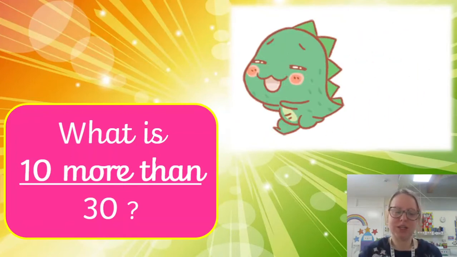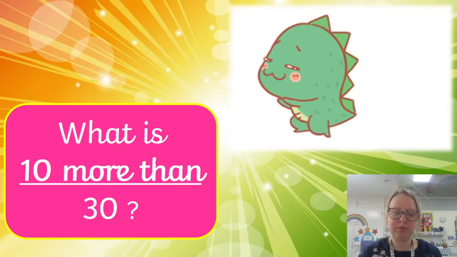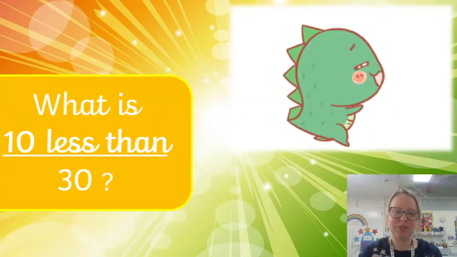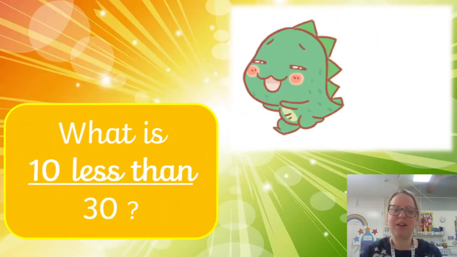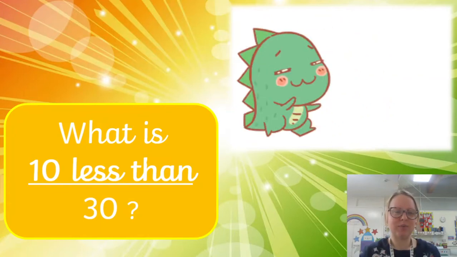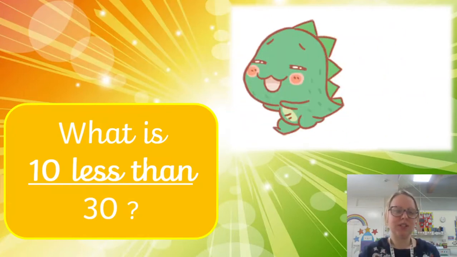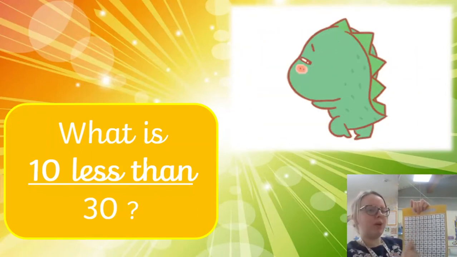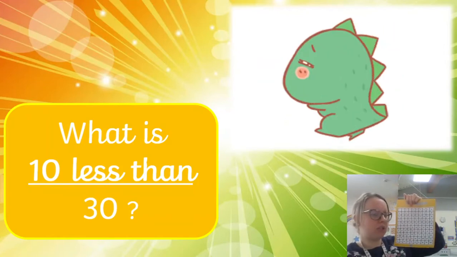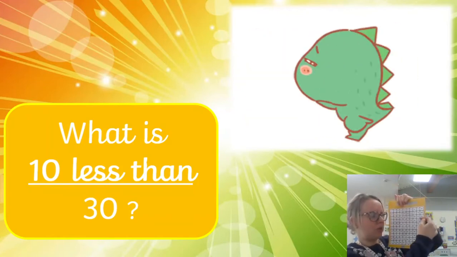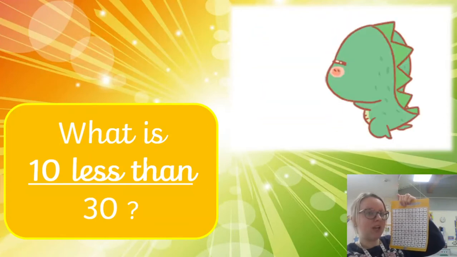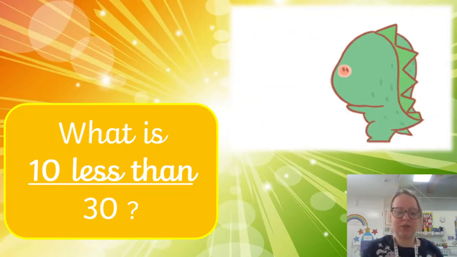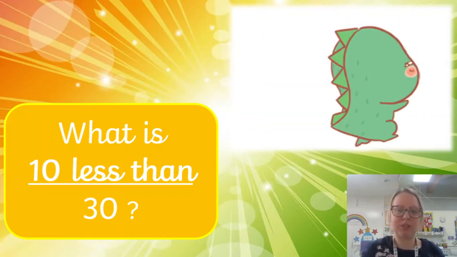Okay, can you write that number down for me? Right, now what is 10 less than 30? So what do we need to do if it's 10 less? If we're doing 1 less, then we do 1 jump back. But if it's 10 less, what do you think we need to do? If it's 10 more, we do a jump down. If it's 10 less, we need to do a jump up. So 10 less than 30. Find it on your 100 square and write that number down for me.